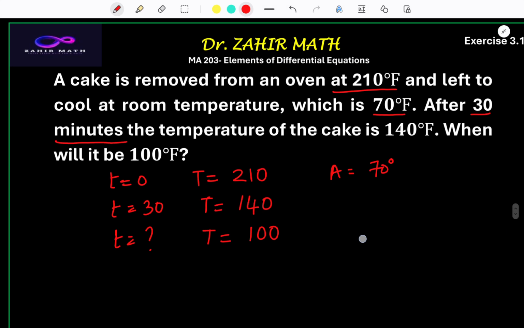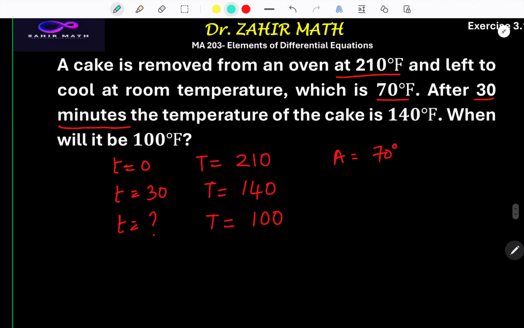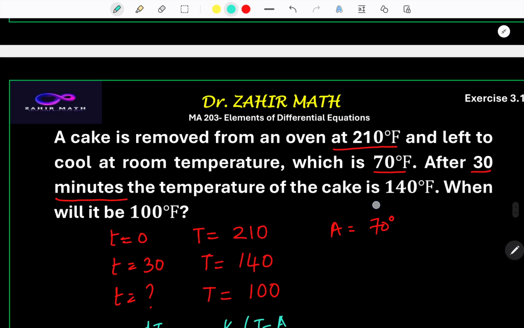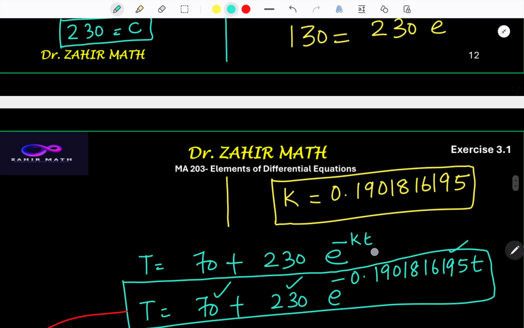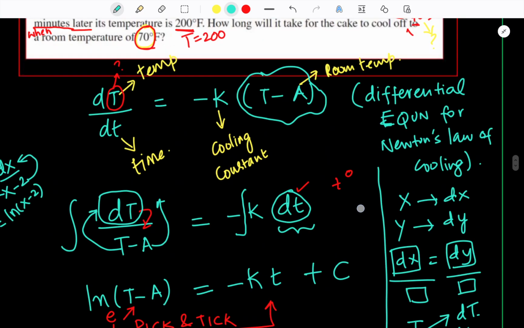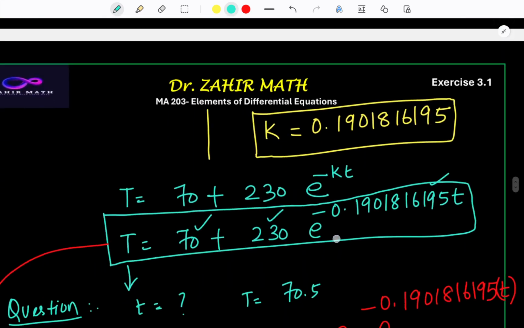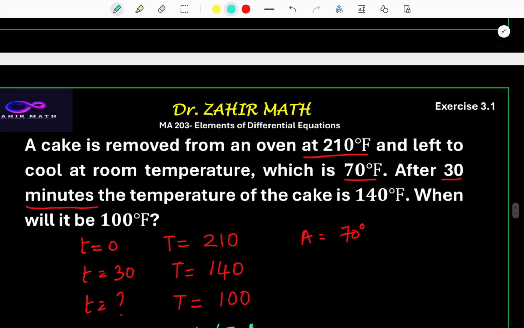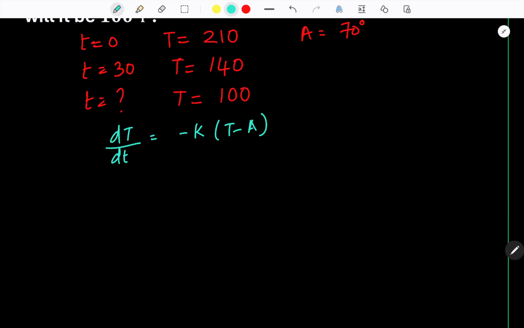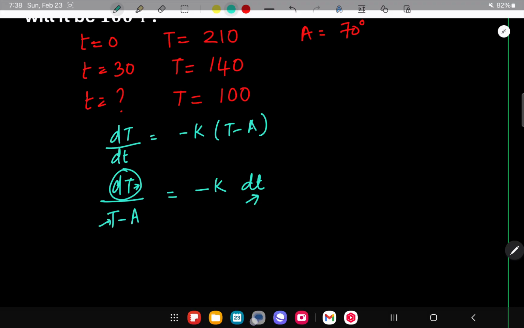So I have to start. I told you how to start. What is the differential equation for Newton's law of cooling? dT by dt is equal to minus k into T minus A. Let me check, because you should follow the same. Minus k, T minus A. Yes. Okay, so let us use the variable separable method. dT divided by T minus A is equal to minus k dt.